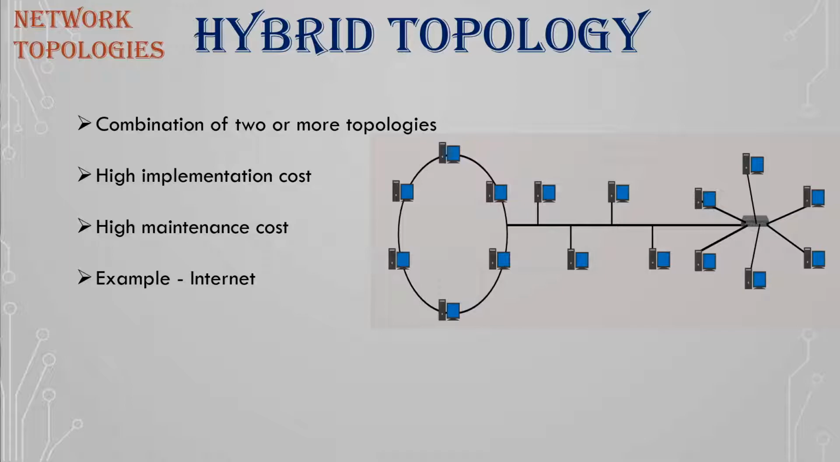Hybrid topology. A hybrid topology is a combination of two or more topologies. This type of topology has high implementation and also maintenance cost. An example of a hybrid topology is the internet. So I would like everyone to pause the video and identify the different types of topology in this hybrid topology representation.